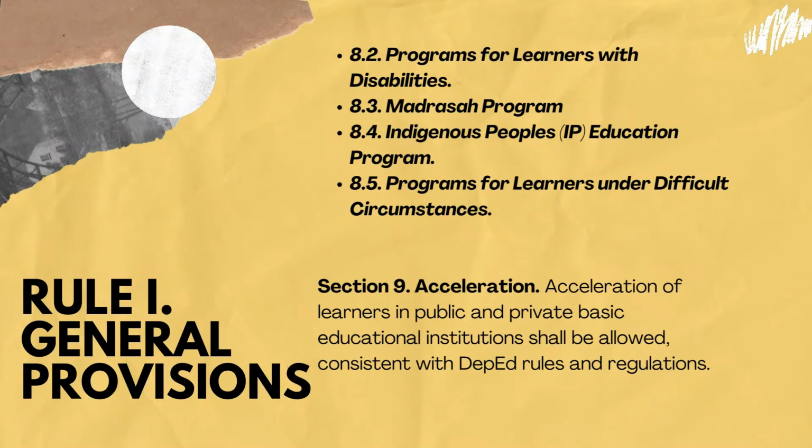Second, programs for learners with disabilities. This refers to the comprehensive programs designed for learners with disabilities, which may be home, school, center, or community-based. Third, Madrasa program. This refers to the comprehensive program using the madrasa curriculum prescribed by DepEd in coordination with the Commission on Muslims for Muslim learners in public and private schools.